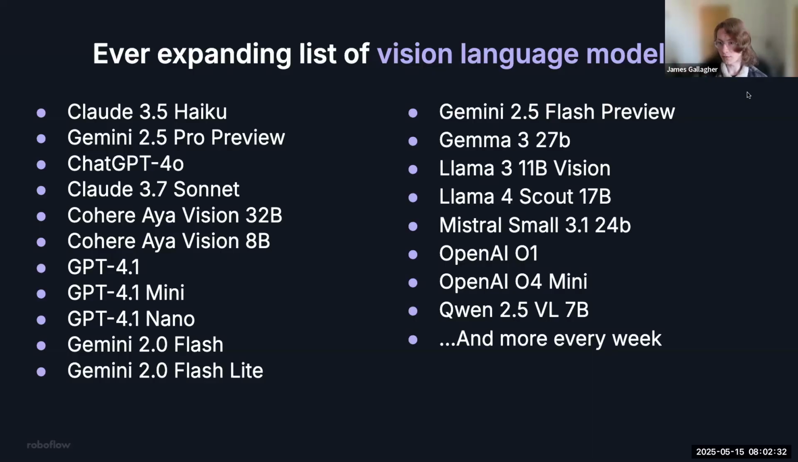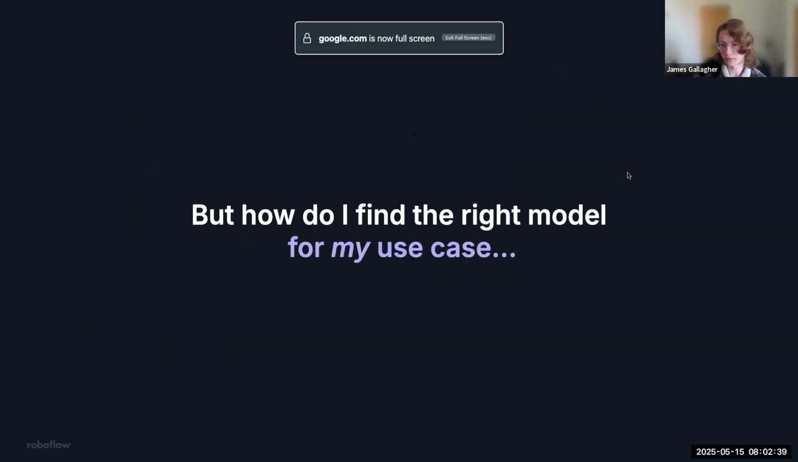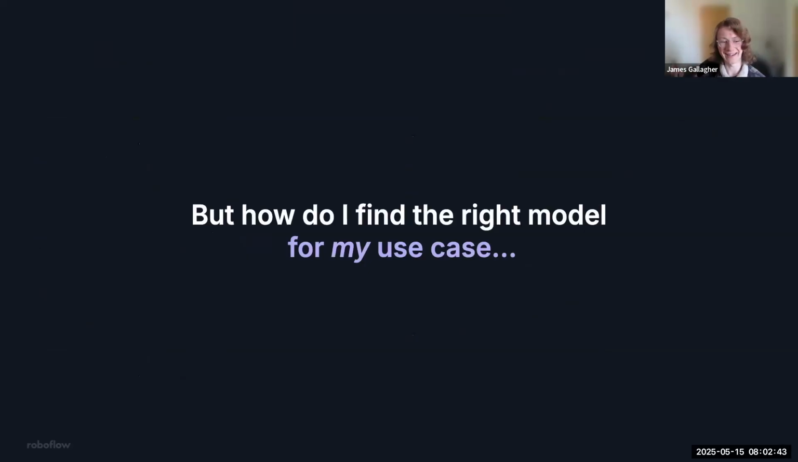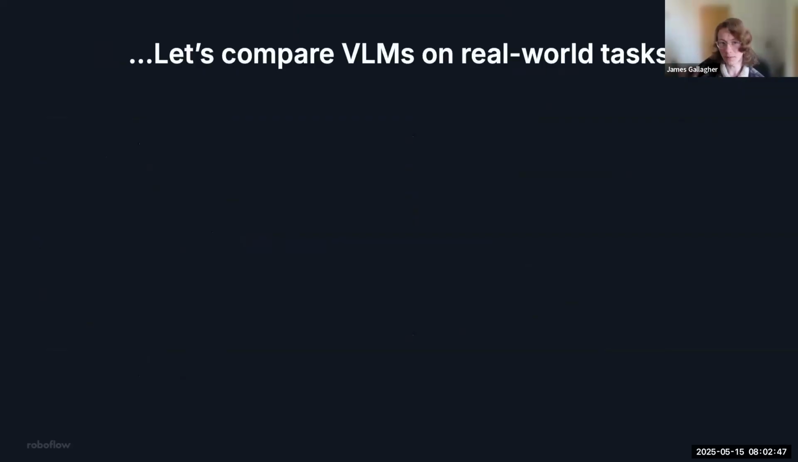And with all of these vision language models that, given an image, can answer a question, I have a question. How do I find the right model for my use case? And this isn't something I can just go ask a vision language model. So let's talk about comparing vision language models on real world tasks in manufacturing environments and retail environments on tasks where we want as accurate an answer as possible.